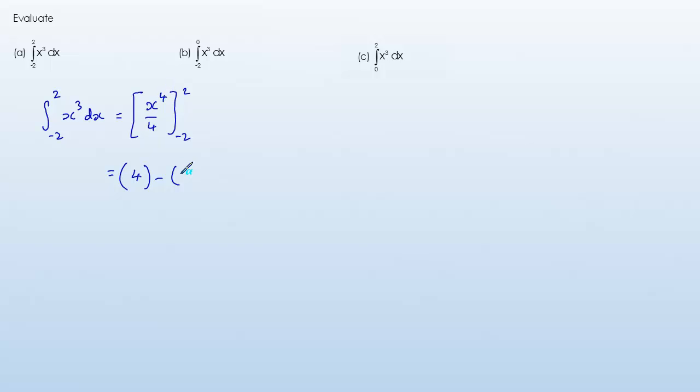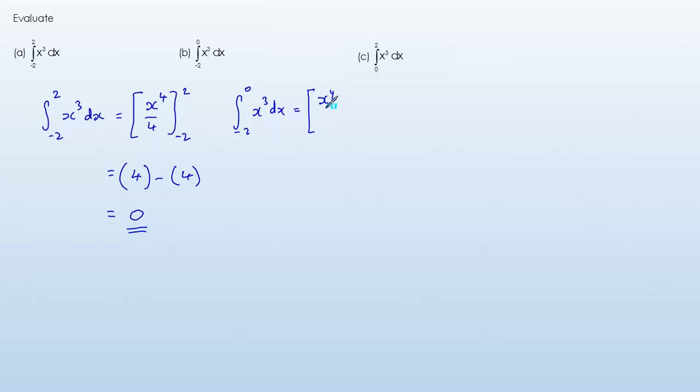-2 to the 4 is also 16. 16 over 4 is 4. So that gives us 0. Now let's look at this one. So we're integrating from -2 to 0, x cubed.